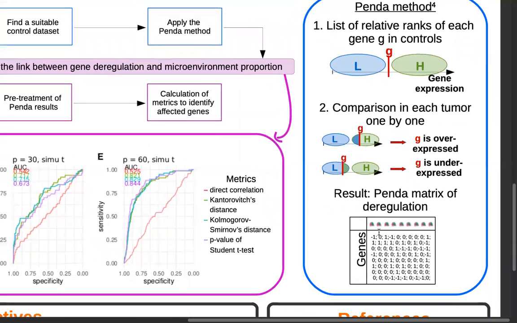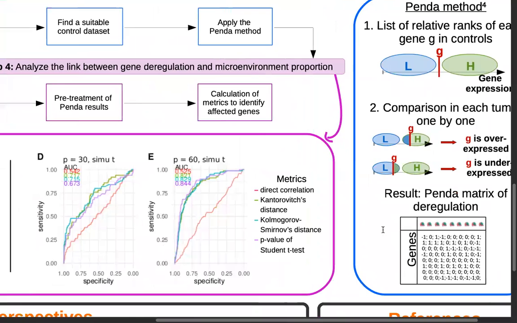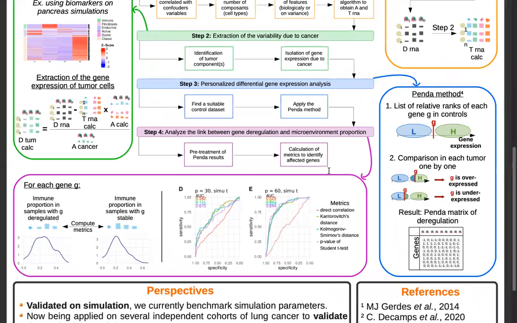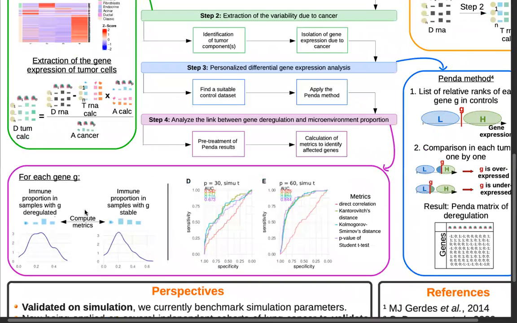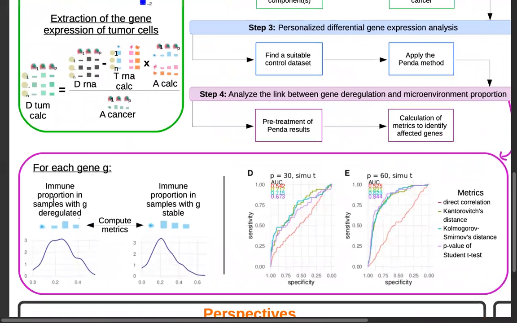At the end of this method, we obtain a PANDA matrix like this, with for each gene and each tumor a status of deregulation, with genes underexpressed, genes overexpressed, and the genes with no deregulation. Finally, the last step of the pipeline is to analyze the link between gene deregulation and microenvironment proportion. It's just here. For each gene G, we make two groups. We group samples by their PANDA profiles, and we compute different metrics between the two immune cell proportion distribution.